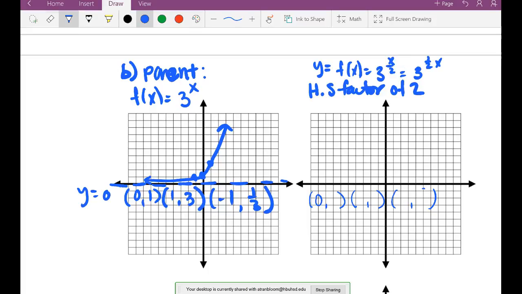Okay. So 0, 1. Next, what do we do? 2, 3. Then next, negative 2 and 1/3. Much better. Horizontal means all x's will now be twice as big. Asymptote. Where do you think, Katrina, the asymptote should be? Y or x, dear? Good.